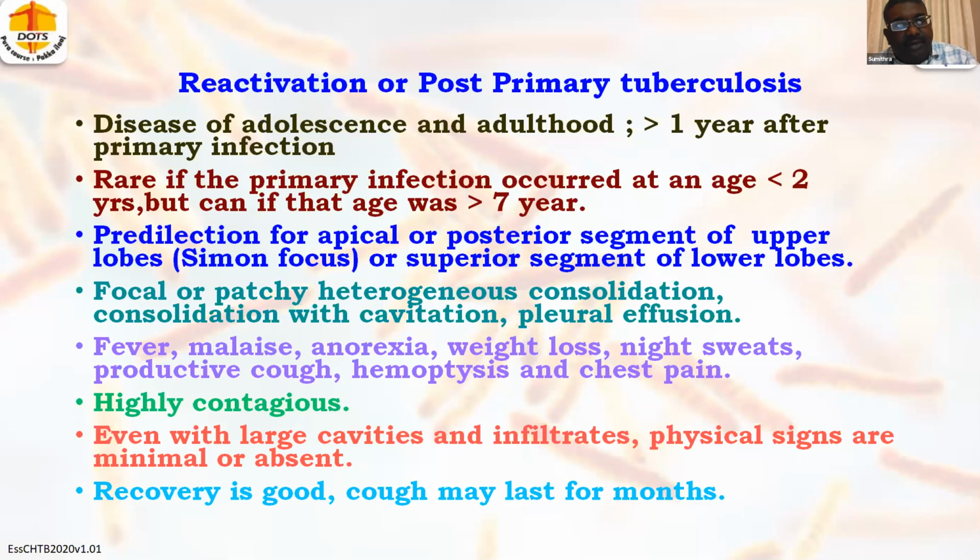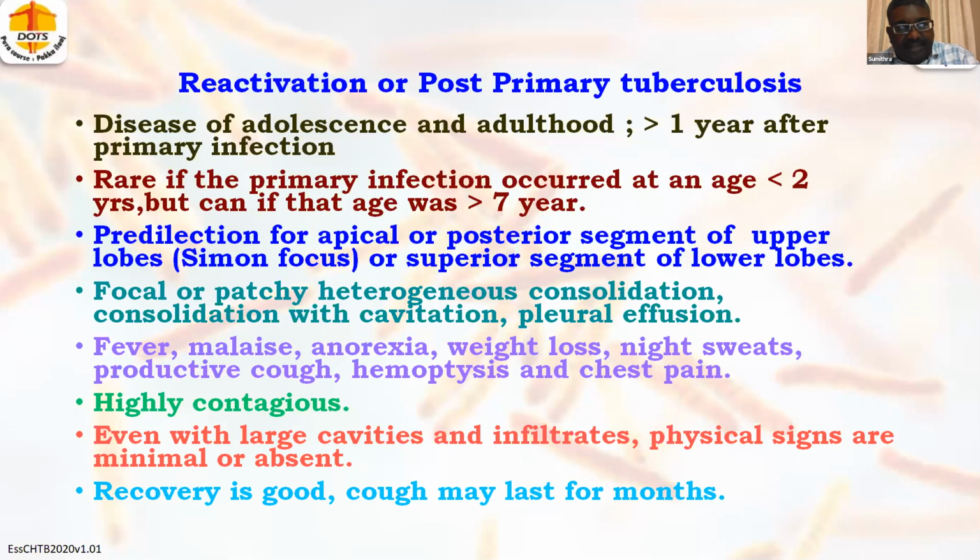Most of the findings we have already discussed, because it occurs later, in adolescence and adulthood. If symptoms occur 1 year after the primary infection, that should actually be a reactivation. It will be rare if the primary infection occurred at an age less than 2 years, but it can occur if it was more than 7 years. And there is a predilection for the apical or posterior segment of the upper lobes. This is called Simon's focus, or the superior segment of the lower lobes. There is focal or patchy heterogeneous consolidation, cavitation, and pleural effusion.